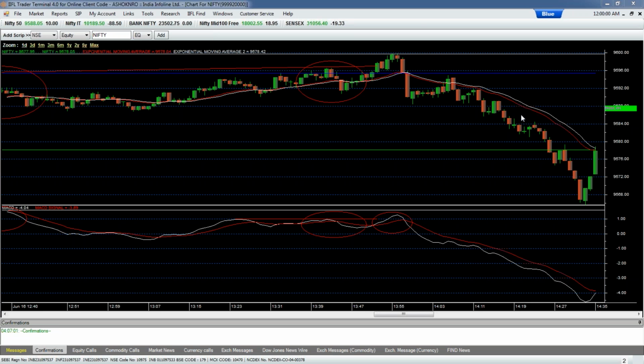So I was sure from MACD that the trend is changing. I only wanted a signal from the 20-21 day moving average that the market is falling.